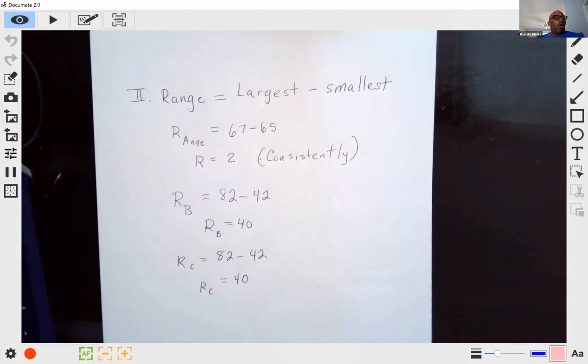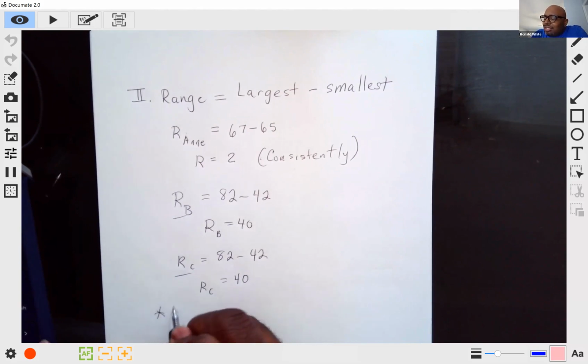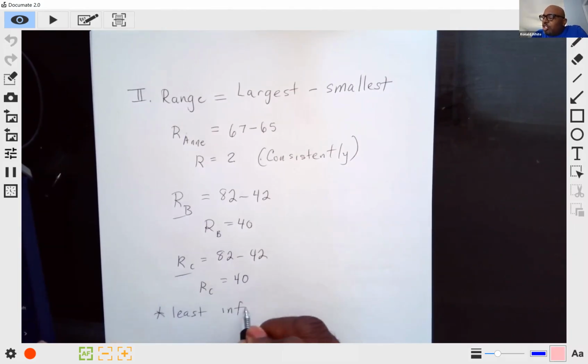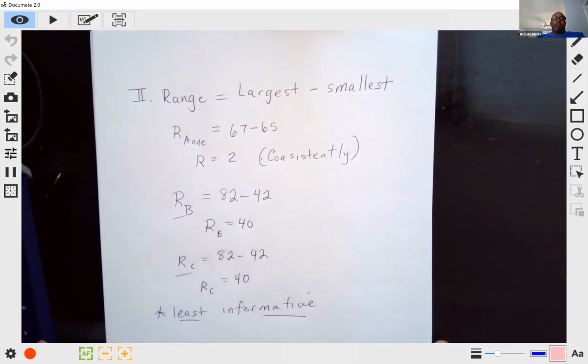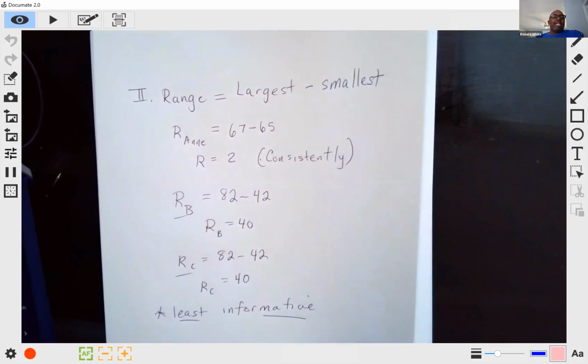So right now, all we know is that Ann should get a D, but because Bryce and Charles had a range of 40, we're going to have to do something else because they have the same number. So that's not enough information to distinguish who has more variability or who has more spread in their grades. Now, I want to tell you that the range is the least informative measure of spread. All it tells you is that your numbers are close together or your numbers are far apart.